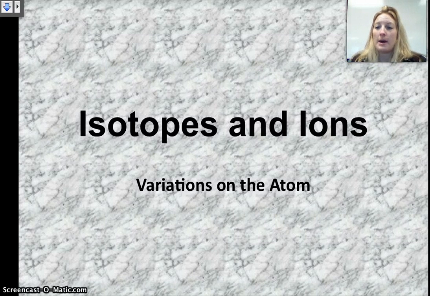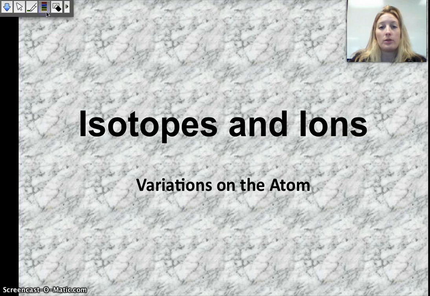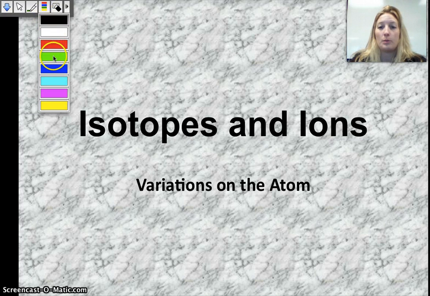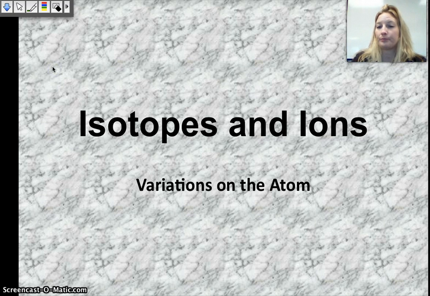We've been talking about atoms, and so now we're going to get into a little bit of isotopes and ions. These are just variations on the types of atoms that we were talking about in class. So, as we're going through this, keep in mind protons, neutrons, electrons, because we're going to be talking about each and every one of those.